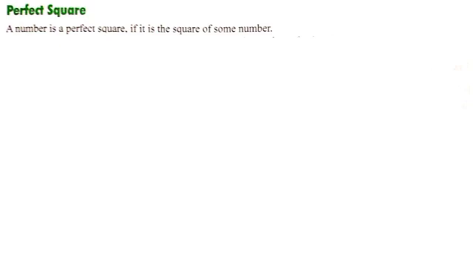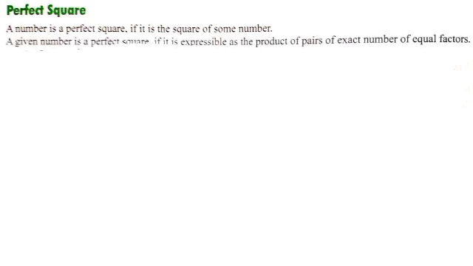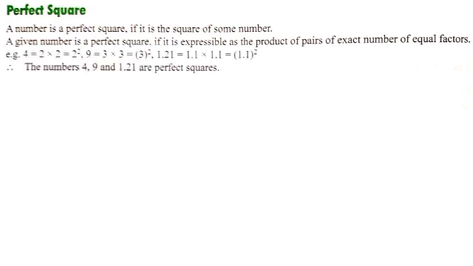Perfect square. A number is a perfect square if it is the square of some number. A given number is a perfect square if it is expressible as a product of pairs of equal factors. For example, 4 is equal to 2 into 2, which is equal to 2 square. And 9 is equal to 3 into 3, which is equal to 3 square. And 1.21 is equal to 1.1 into 1.1, which is equal to 1.1 square. The numbers 4, 9 and 1.21 are perfect squares.